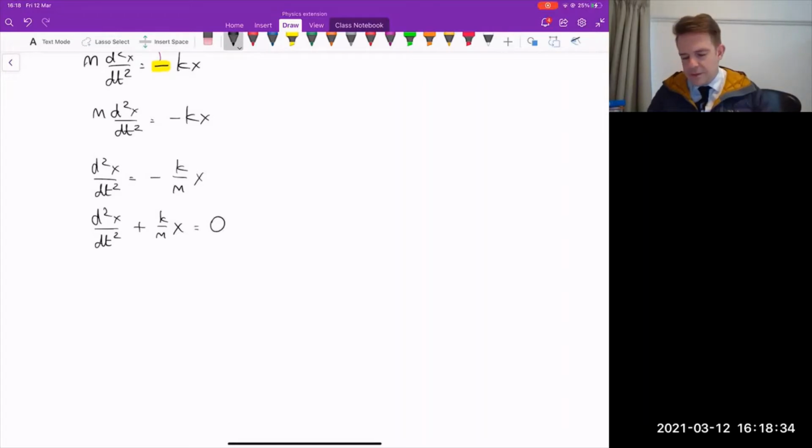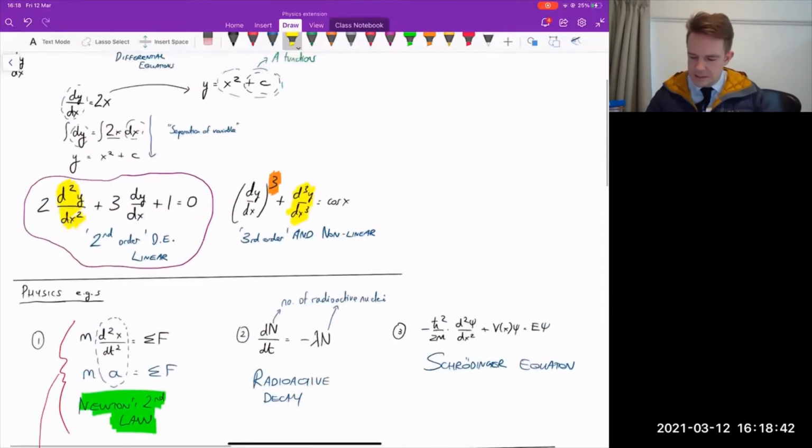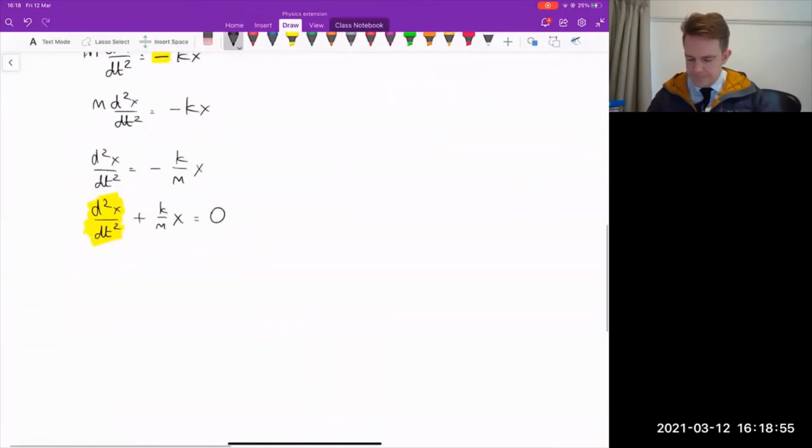So can you see that this is similar to one of the equations we had up here? This has got a second derivative in it. The one with the second derivative in it is called a second order differential equation. So it's actually one of these that we're looking at, Newton's second law.